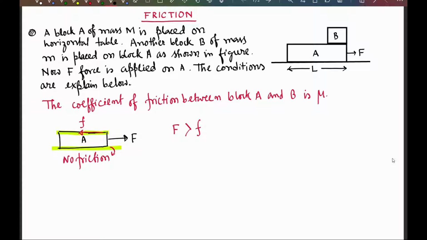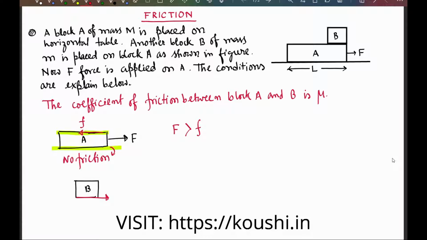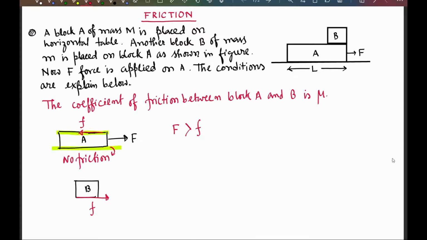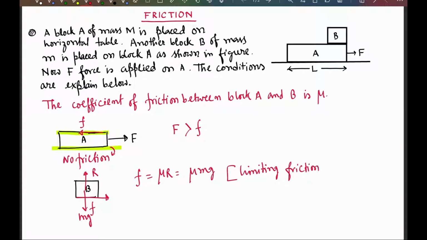If we consider block B, it experiences a frictional force by block A towards right. mg is the weight of block B, R is the reaction force, then frictional force f is equal to mu into R. This is mu mg. This is the limiting friction between block A and B.